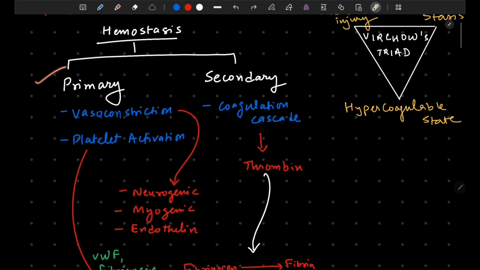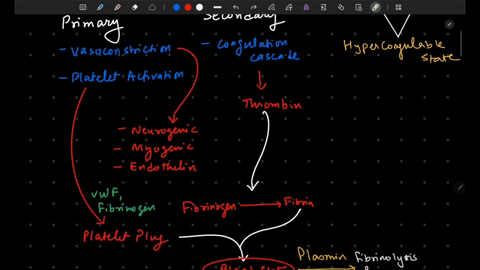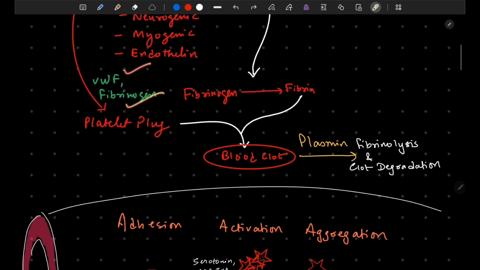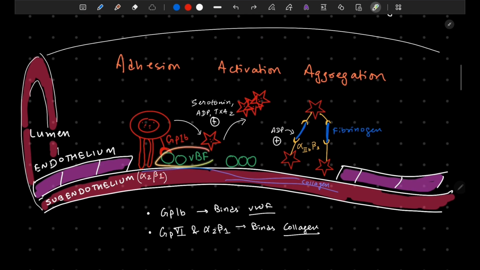We have studied the primary process where vasoconstriction helped, then platelet activation with the help of von Willebrand factor and fibrinogen. We have seen how von Willebrand factor helped the platelet to get adhered and activated into a stellate shape and then release serotonin, ADP, and thromboxane, which itself stimulates more activation of the platelets, which later with the help of ADP aggregate with each other with the help of fibrinogen.